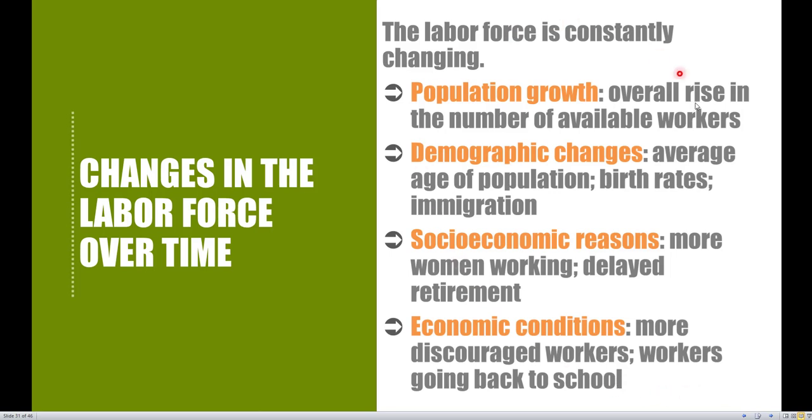So as we can see right here, these are the four main things that are going to change our labor force, or how our labor force has changed over time within the United States. So fairly self-explanatory and self-intuitive, as we've already stated.